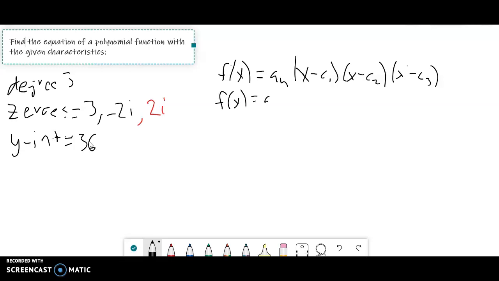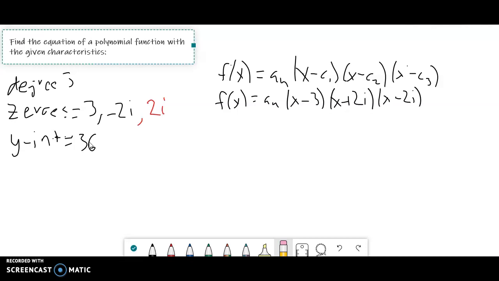Our leading coefficient times x minus 3, because we have to switch its sign. Then we'll have x plus 2i, again switching its sign, and x minus 2i will give us all of our linear factors. So now we're going to plug in that extra bit of information, the y-intercept, the 36.